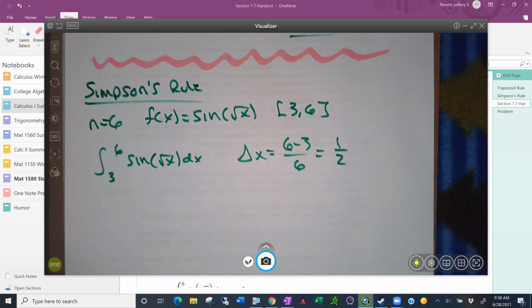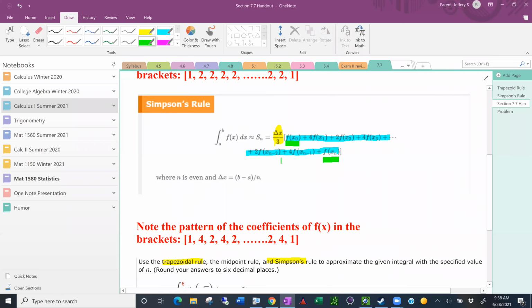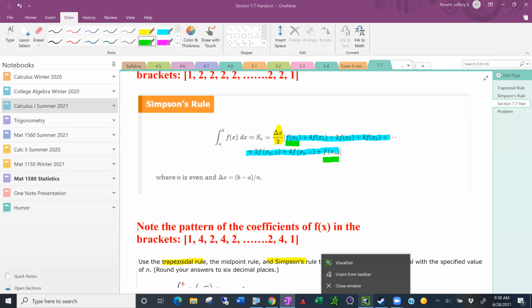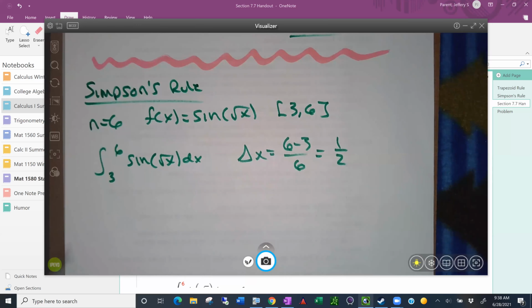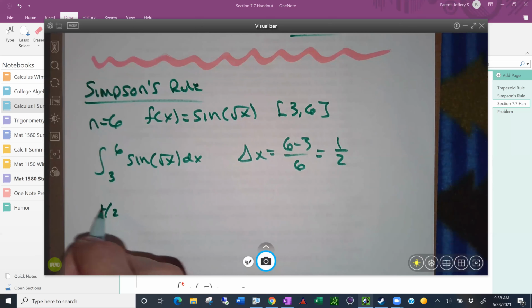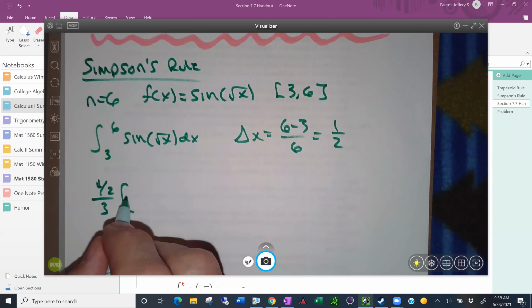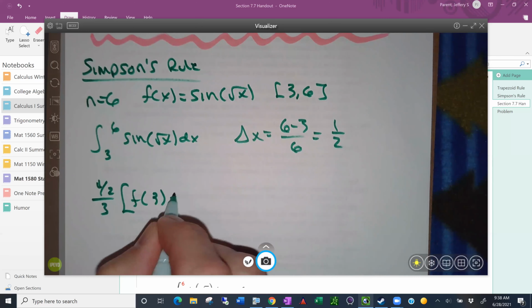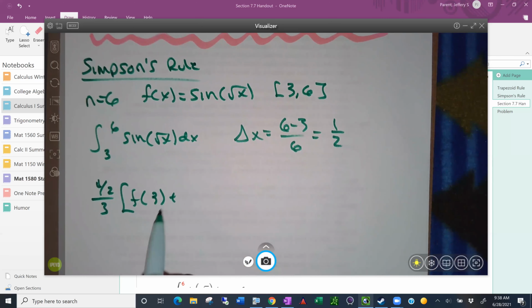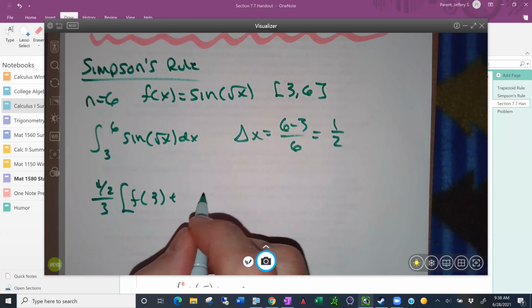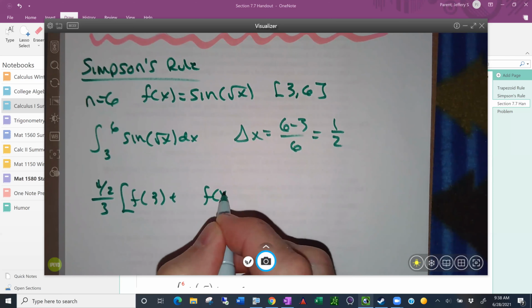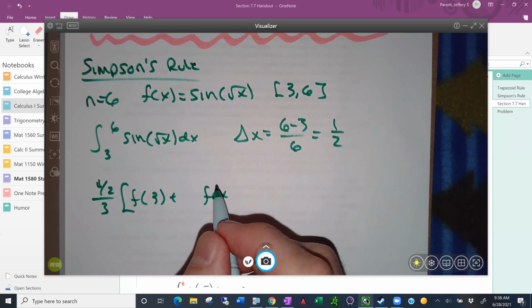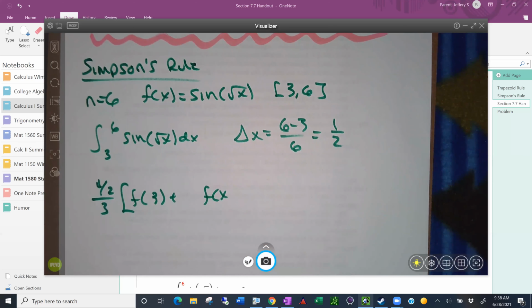But out in front, we have to put delta x over 3. All right, so a little bit of a difference there. So it's going to be 1/2 divided by 3. And then f of 3. And now you have to start with your repeating pattern. That should be a 3.5 there. Well, what coefficient is going to go in front of the f?